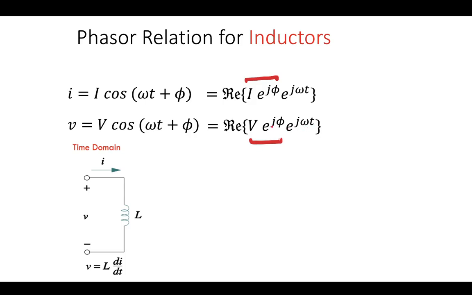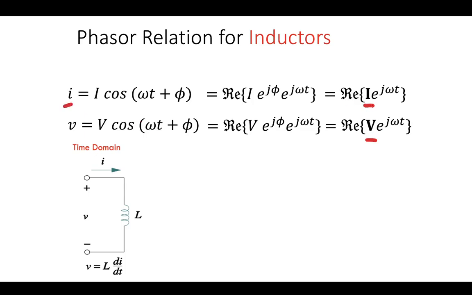And so we could combine those together. We could actually combine the I and the e to the j phi together into a phasor I, which is bold and non-italic in here, and same here. This is the phasor V. So we can make a relationship between the time-varying current and the phasor I based on this expression, and we can also do the same for the voltage.